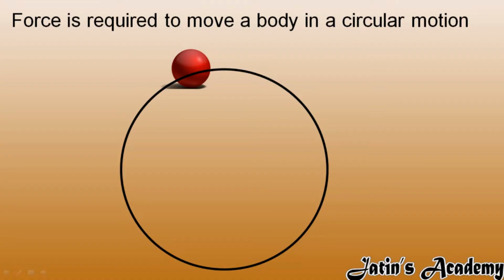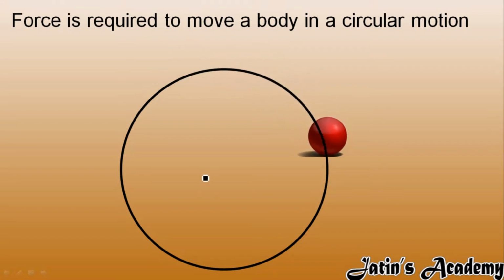Force is required to move a body in a circular motion. What is the meaning of this? Carefully see. In order to move the body in a circular motion, what is it? In circular motion, the magnitude is constant, but the direction keeps on changing. As the direction keeps on changing, a constant force is required to make this body move in the variable direction.